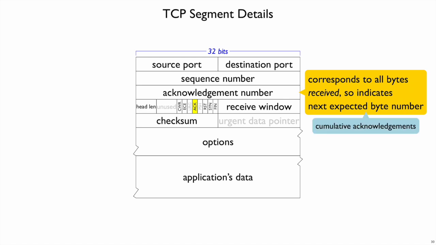And what this represents then is a cumulative acknowledgement, because it's telling the other end, the receiver of this packet, how many bytes have been received as opposed to sent.